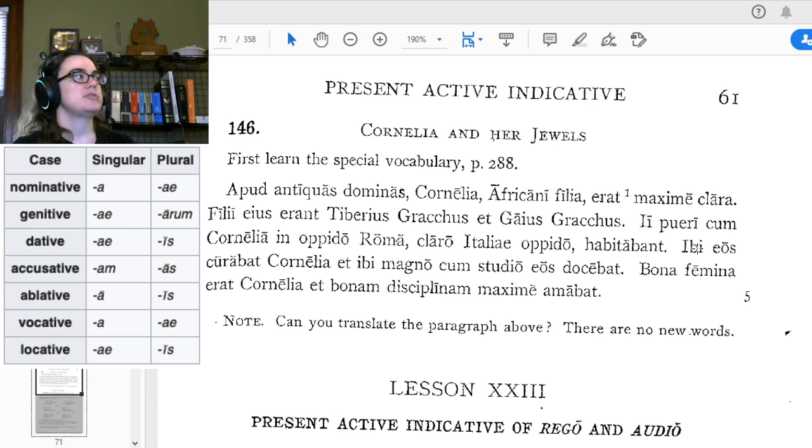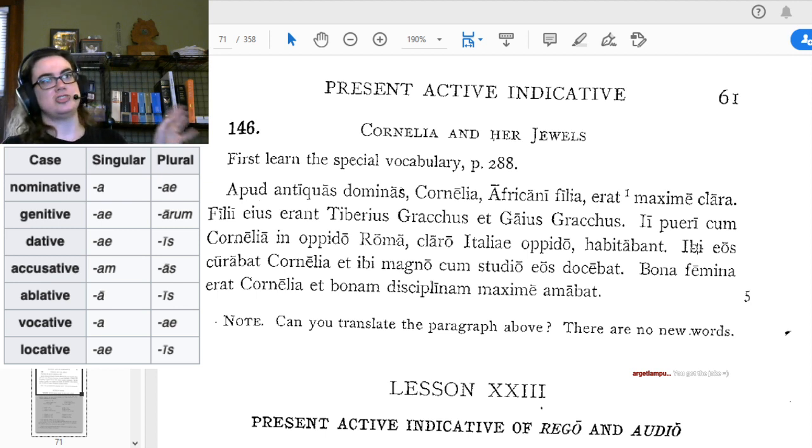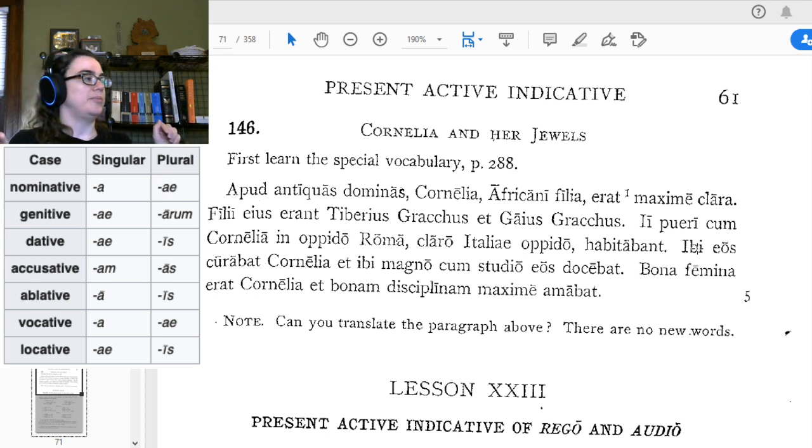So there's a famous quote attributed to Cornelia. She's one of those model matrons. You know, everybody's supposed to be like Cornelia, the daughter of the famous general, the mother of these two.